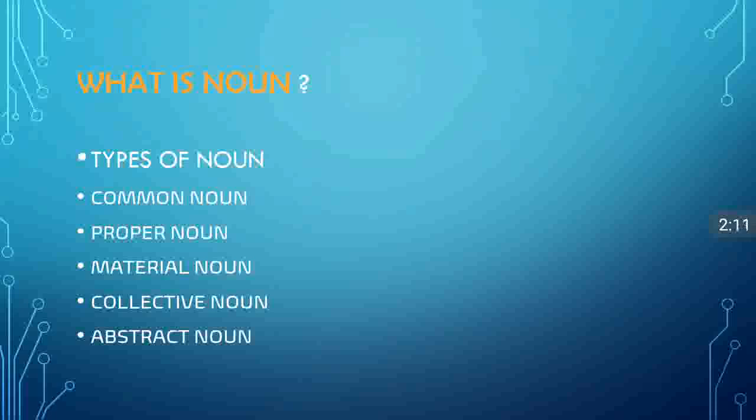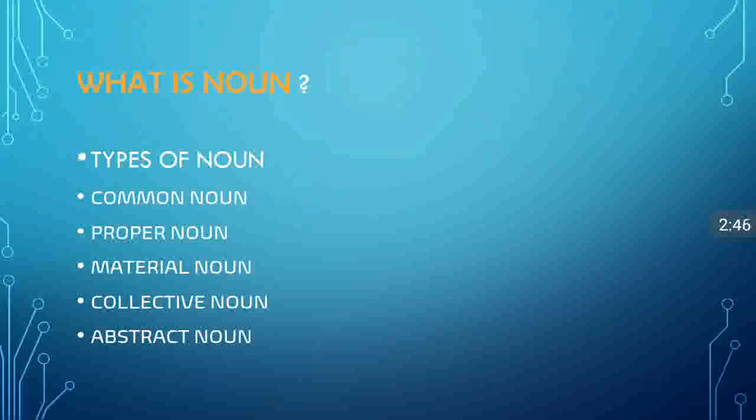This is the name given to every person or thing of the same class or kind. Like if I'm saying boy, I'm including all the boys of this planet. If I'm saying girl, I'm including all the girls of this planet. If I'm saying fan, I am including every fan, whether it is a ceiling fan, a table fan, or an exhaust fan. I am including all the fans. This is the example of common noun. So boy, girl, fan, these are common nouns.